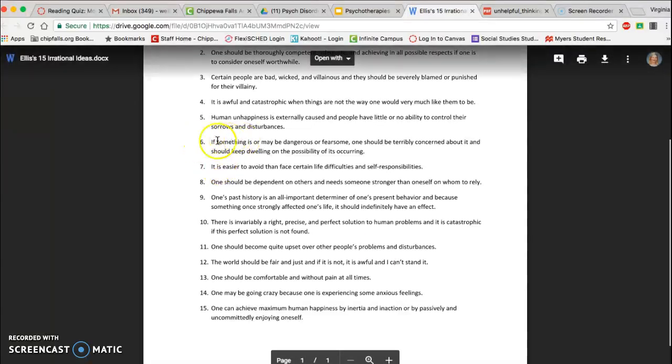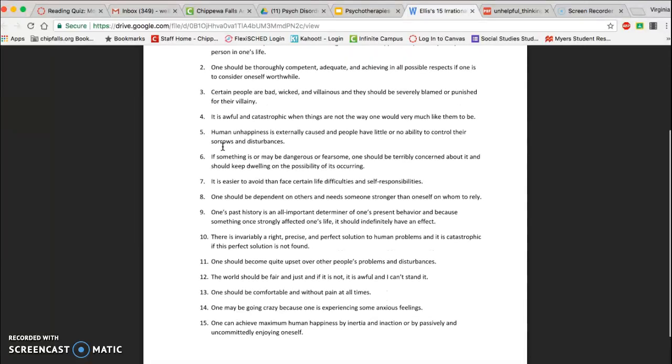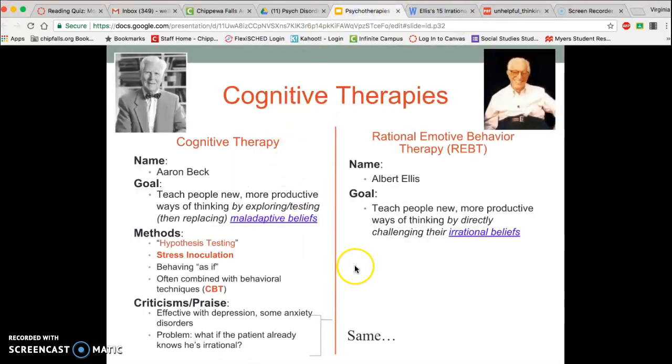For the anxiety disorders, this irrational assumption: if something is or may be dangerous or fearsome, one should be terribly concerned about it and keep dwelling about the possibility of its occurring. That should strike you as somewhat irrational. Just because something could happen doesn't mean you need to devote all of your time to it. He saw these things quite frequently with his anxious patients.